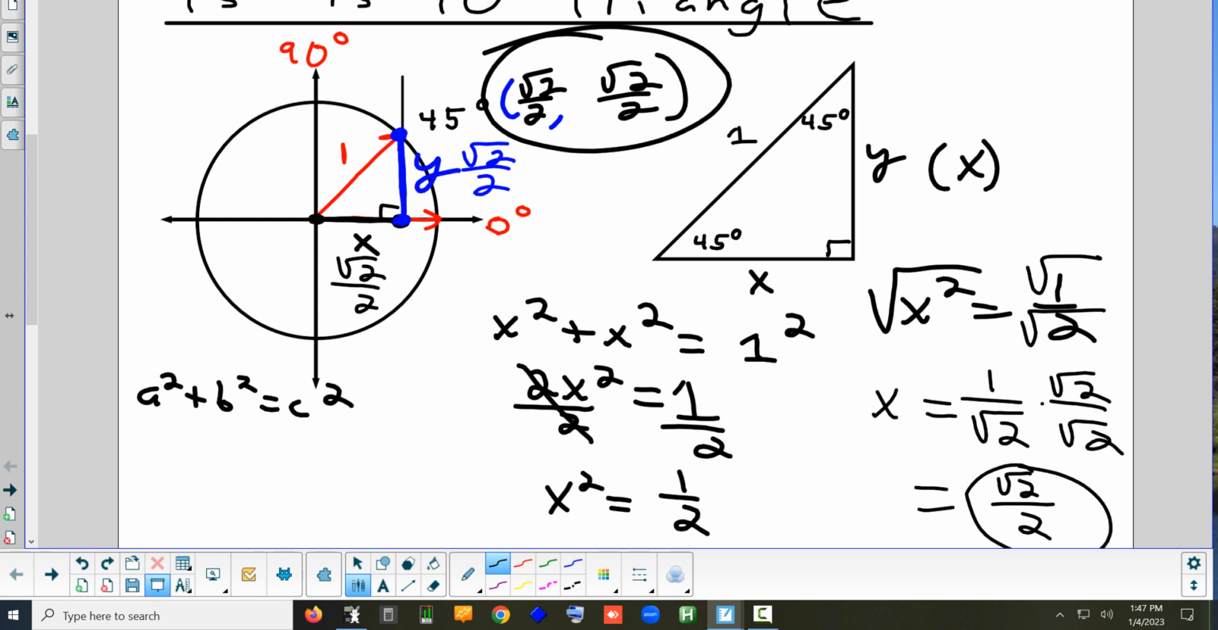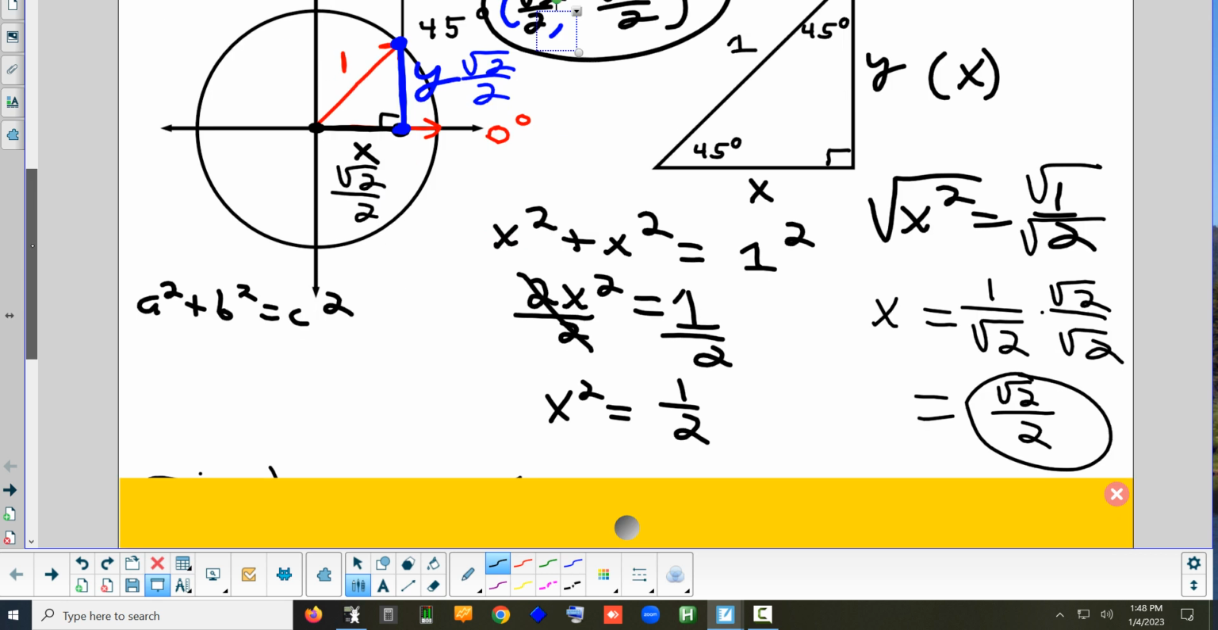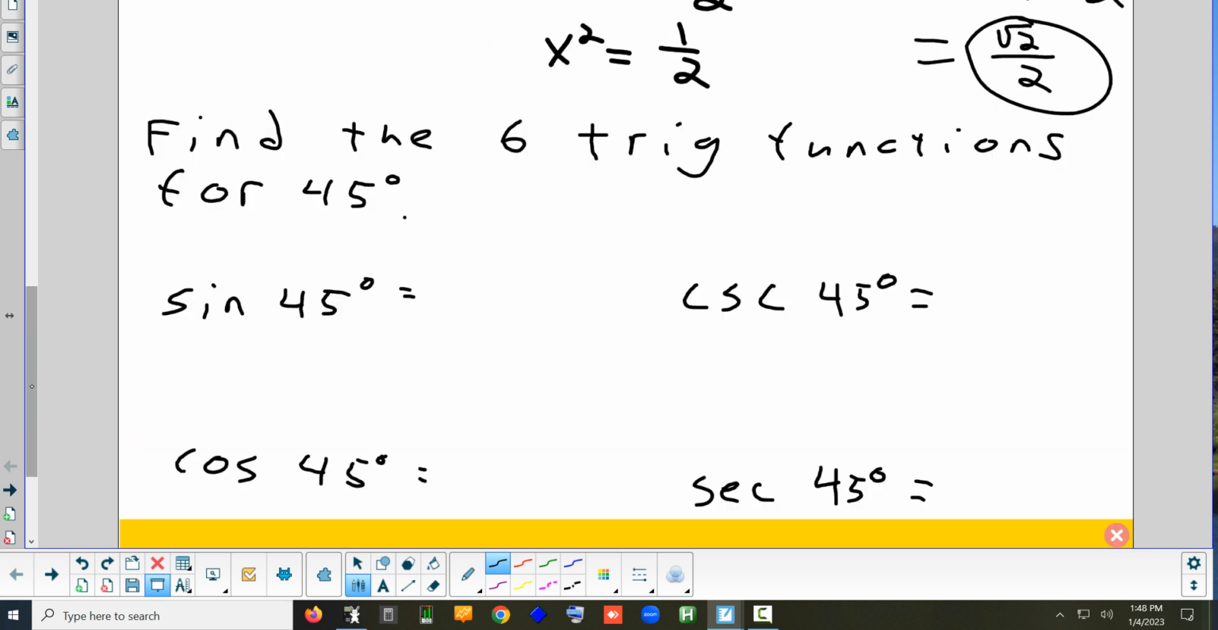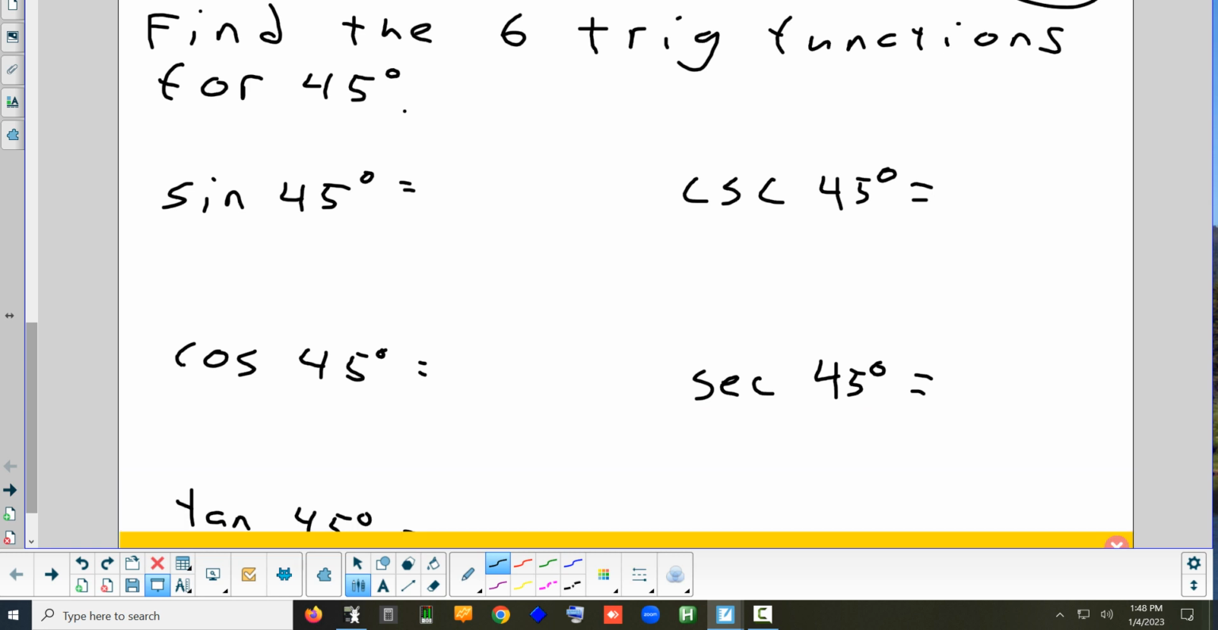There you go. So now that is always the coordinate for 45 degrees. If you forget it, you can figure it out again with the Pythagorean theorem. But it's a lot easier to just memorize it, so we don't have to figure that out again. All right, so there's our coordinate. Now, we could answer something like this. Find the 6 trig functions of 45 degrees.